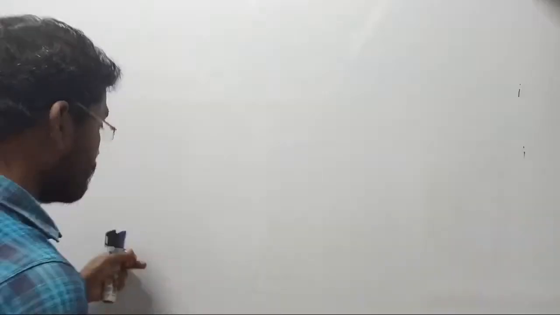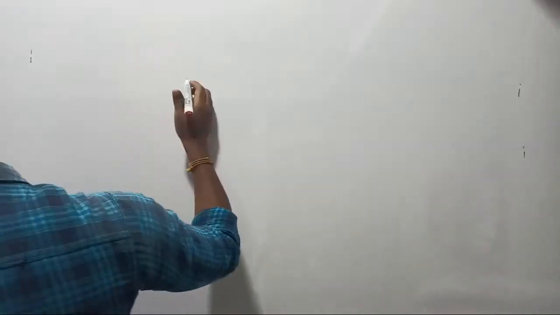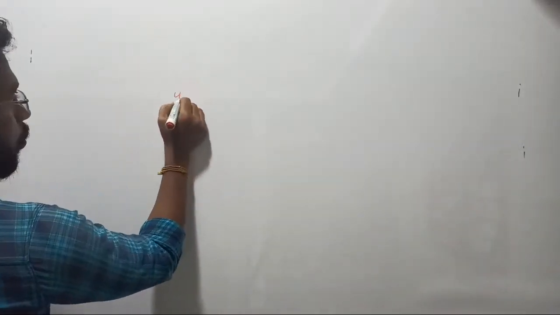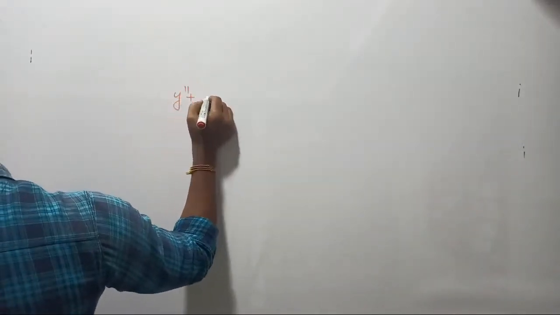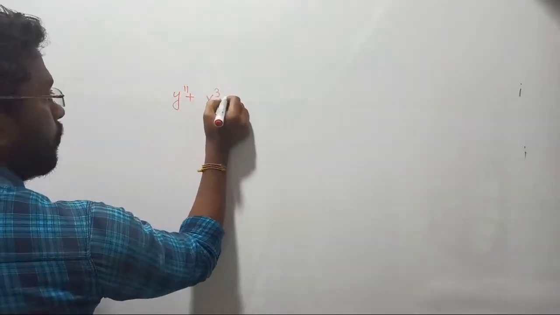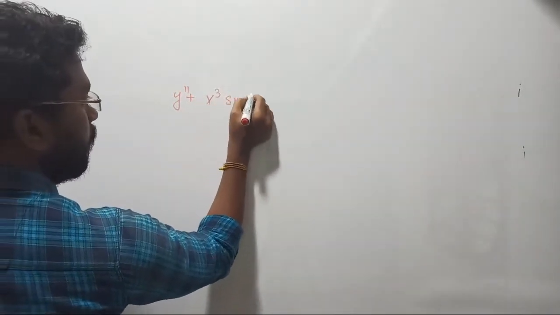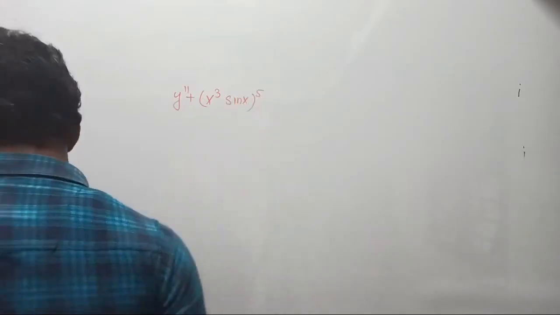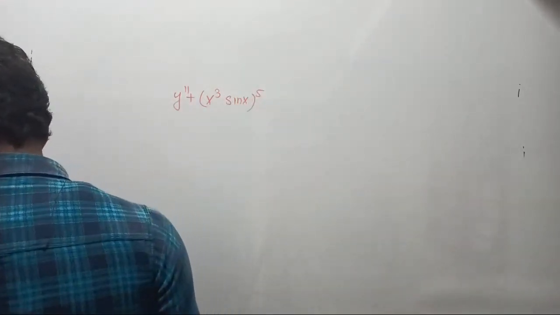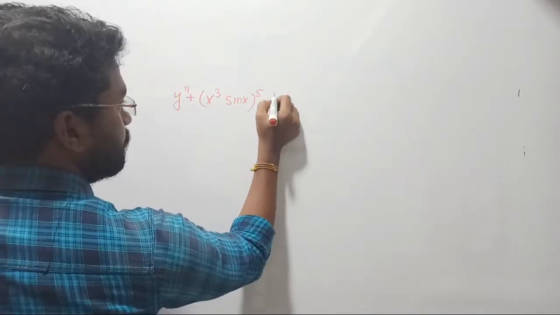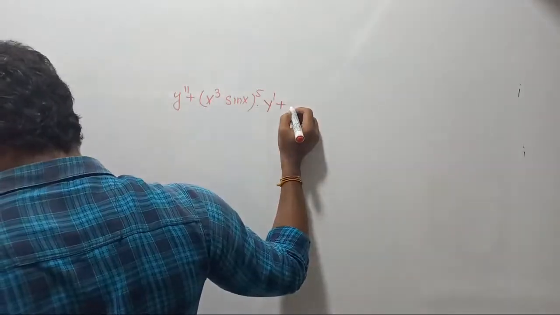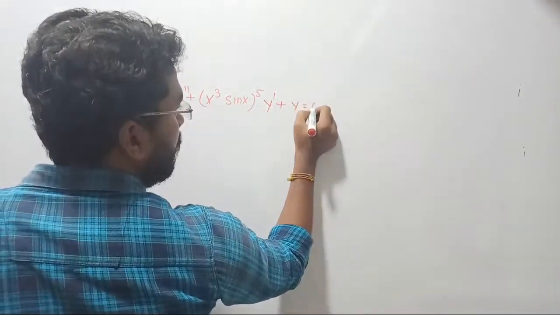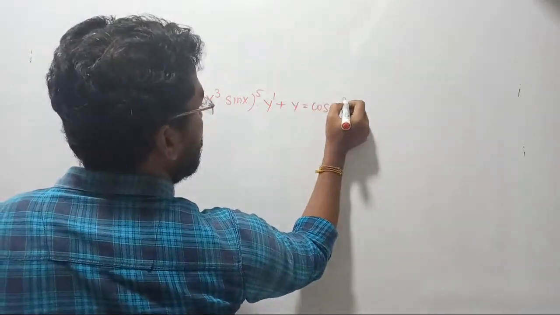Yeah, let's try and bring out the answer. The question is the differential equation of the function. They said y double dash plus (x cube into sin x) whole power 5 into y dash, plus next they said y equal to cos x cube.